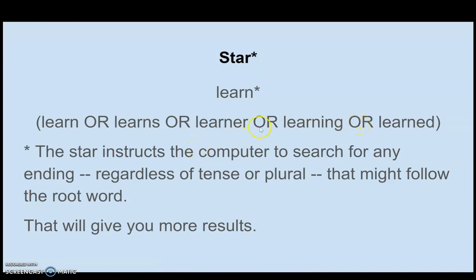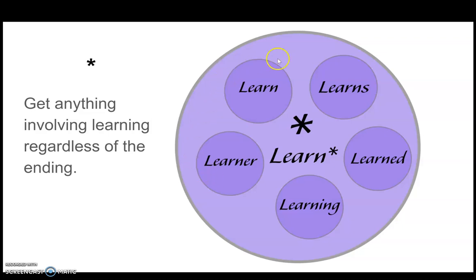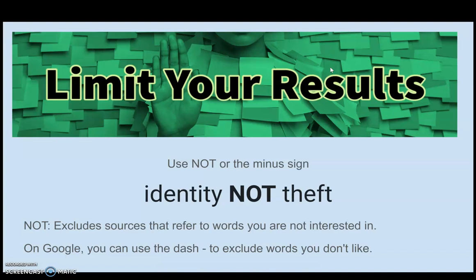You can use a star at the end of a word to include all of the different types of endings, regardless of the tense or plural. So you put your root word and then a star. That star will have it search for learn, or learns, or learner, or learning, or learned. So instead of having to do this entire string of synonyms, we can just put the star and it'll give us more results. If you look at my silly little Venn diagram here, we get all of those results when we use the star.